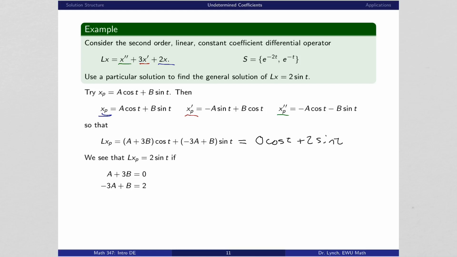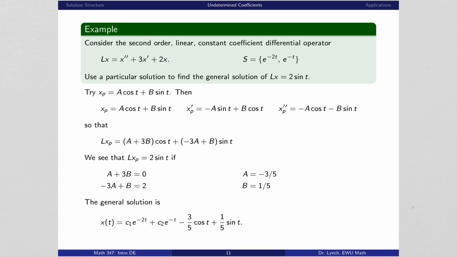So just match up the coefficients. A plus 3b has to be 0, and negative 3a plus b has to be 2. Solve that system using your favorite method, and when you do that, you can find that a has to be negative 3/5 and b has to be 1/5, again giving us the solution to the non-homogeneous equation as a combination of the solution to the corresponding homogeneous equation with the particular solution.